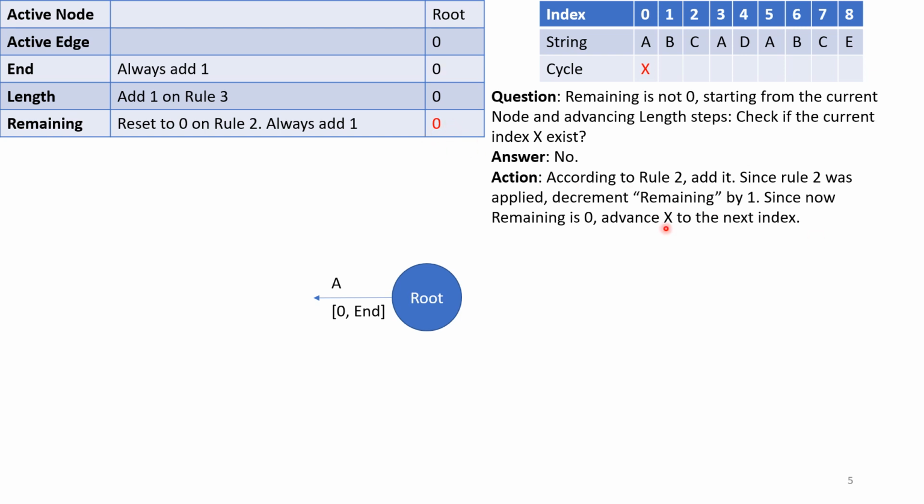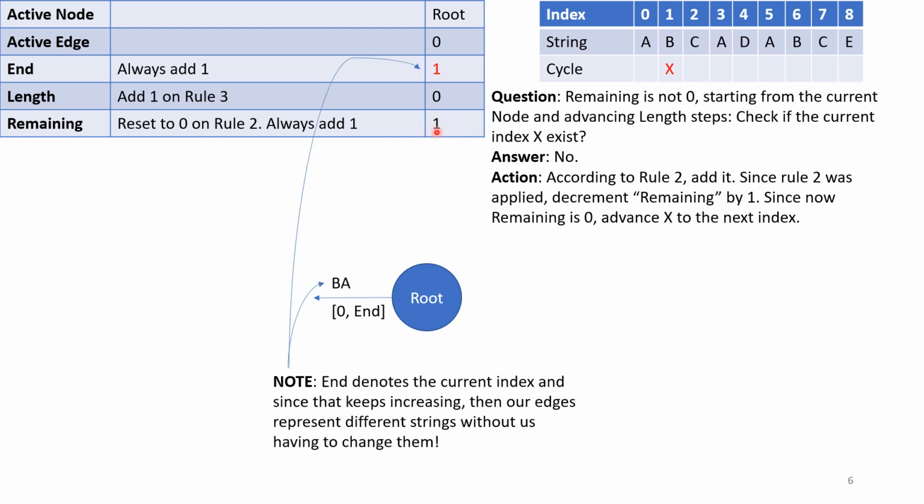So notice that since we reached 0, we cannot ask the question anymore. So we'll go to the next cycle and remaining will increase. So remaining increased and end increased as well. And we advance to the next index. Since remaining is not 0, we'll ask the question again. So starting from the current node, root, advancing length steps, 0. Check if the current index is x. So no, there's no b's in this place. So we'll need to add it as rule 2 just said.